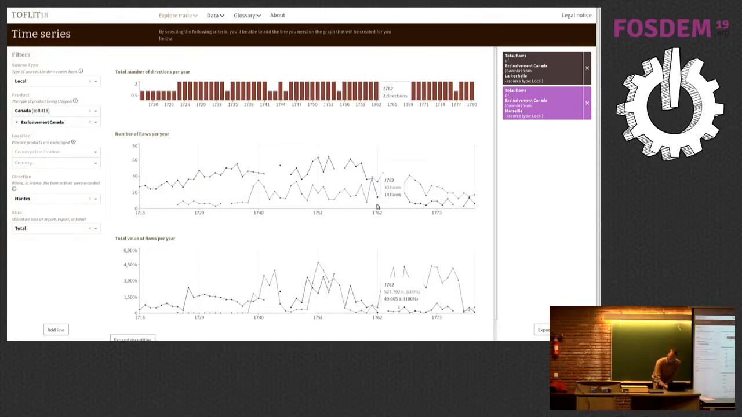And this year is specifically the year when France actually lost Canadian colonies to the British Empire after the 7 Years' War. So this is the kind of exploratory data analysis we want to provide to economic historians.